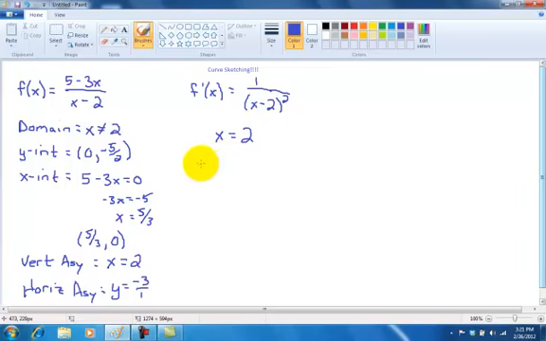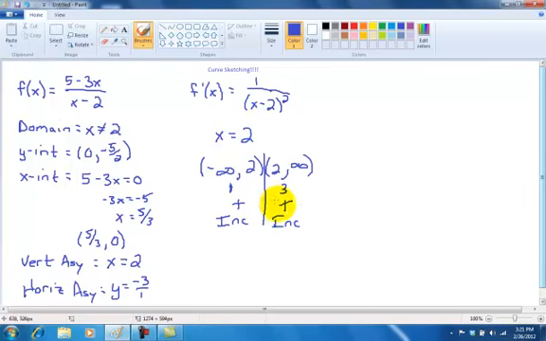So now we set up our intervals. We go from negative infinity to 2, and from 2 to infinity. That's the only critical number we have, so that's how we set it up. Now we need to test a point in each of these intervals. I'll test 1 and 3. Plug them into the derivative and see what sign we get. When I plug in 1, I get negative 1 squared, which is positive 1, so I get a positive. When I plug in 3, I get a positive. So it's increasing.